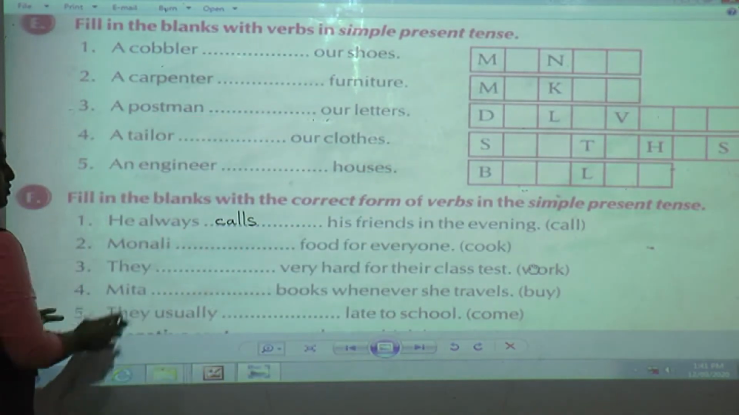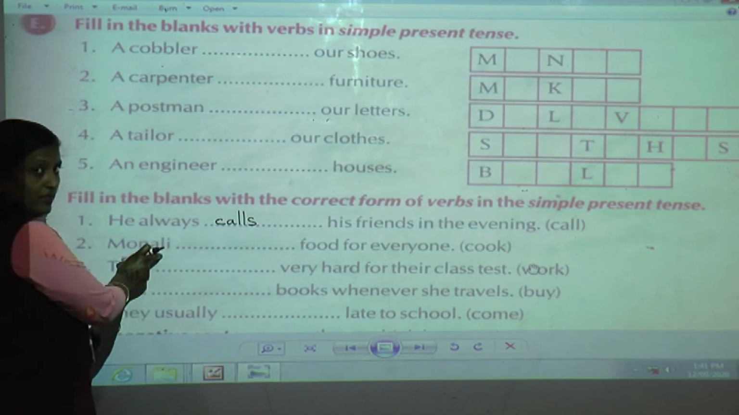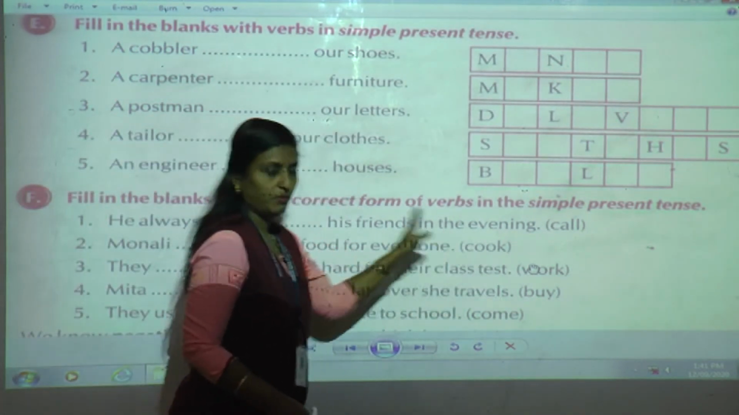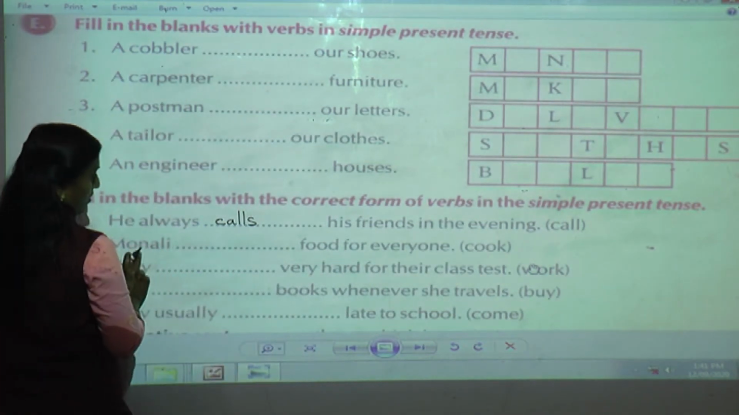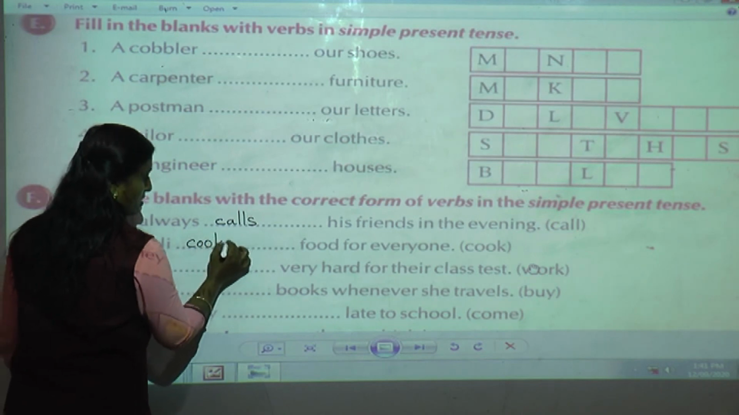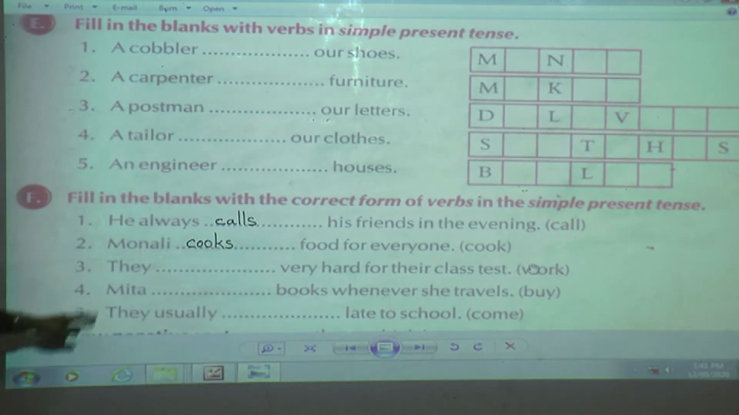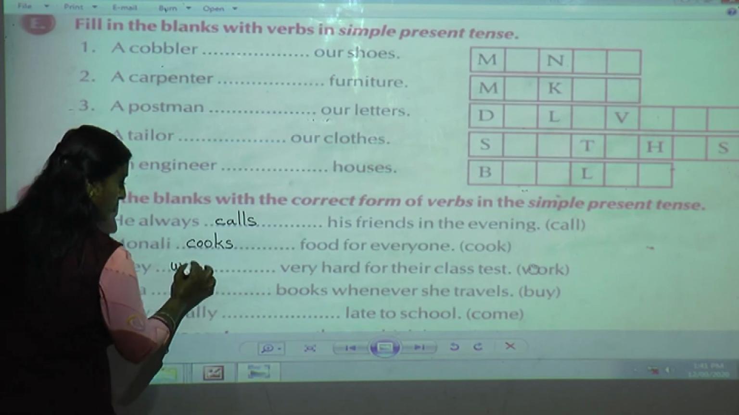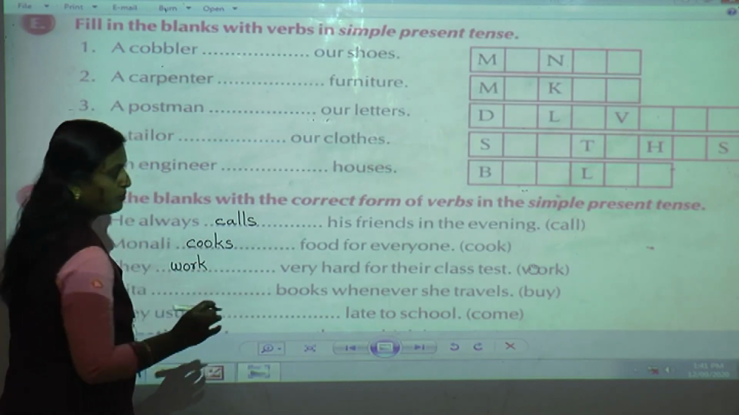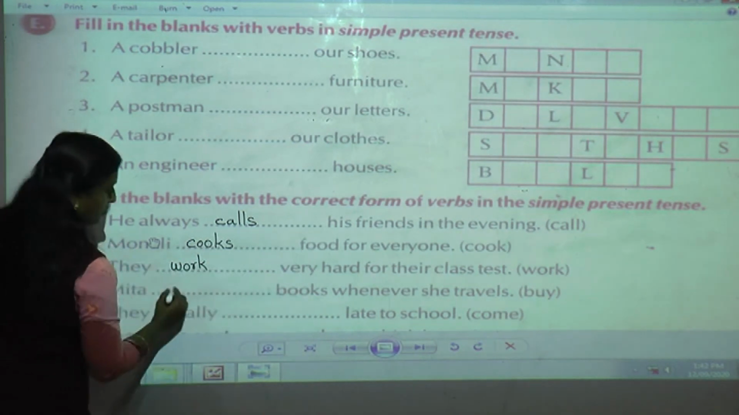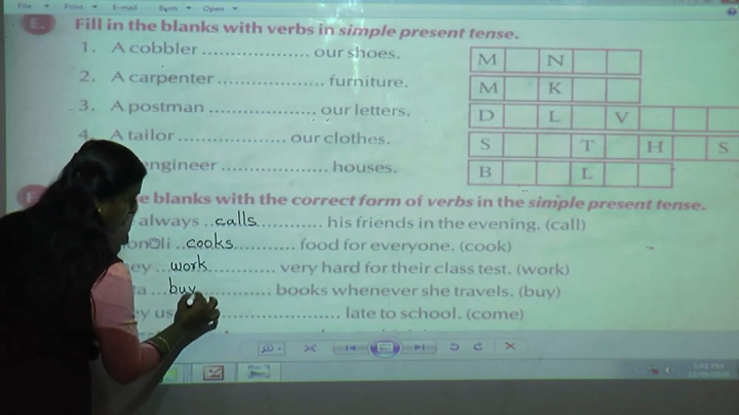So what do you have to do? You have to see whether it is singular or plural. And then you have to pick up this verb and add s or not. Now Monali. Monali is what? Singular. So I am going to add s. Monali cooks. They. They is what? Singular or plural? Plural. So what will I do for the verb? They work. I am not going to do anything. Next, Mita. Mita is singular. So what is the verb over here? Buy. So I am going to add s.